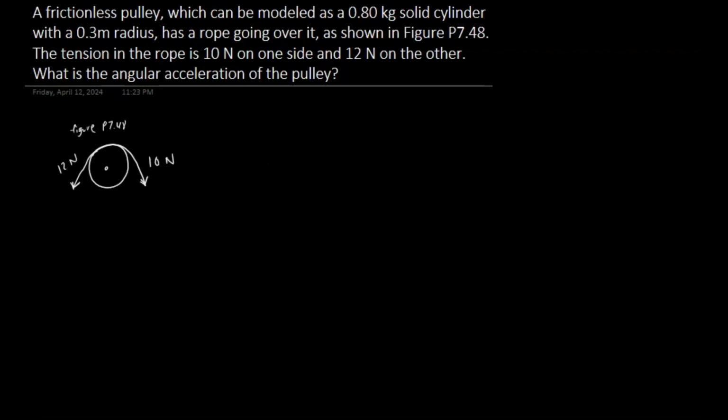Alright, so here's how we're going to approach it. Basically we have two torque equations, right? So let's write those two torque equations out. We have the sum of the torque is equivalent to the distance from the pivot point times the force perpendicular. And then the other torque equation: the sum of the torque is equivalent to the moment of inertia times angular acceleration.